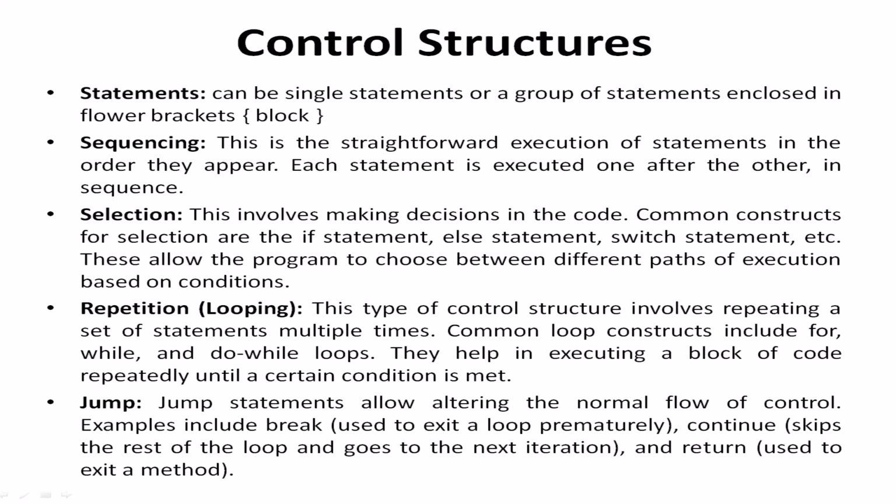Repetition, it is also called looping. This type of control structure involves repeating a set of statements multiple times. Common loop constructs include for, while, and do while loops. They help in executing a block of code repeatedly until a certain condition is met. Jump statements allow altering the normal flow of control. Examples include break, continue, and return statements.